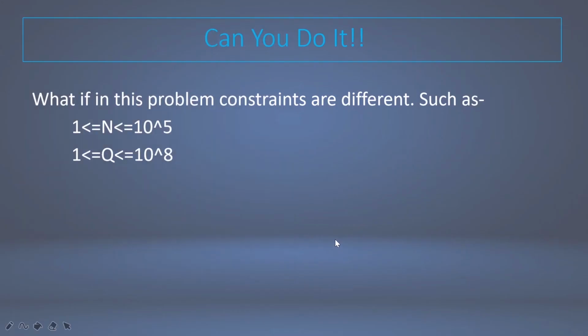But what if the problem constraints are something different, such as n, the size of the array, is similar, which is again 10 to the power 5, but the number of queries can be at most 10 to the power 8. So this is huge, right? If you do log n time per query, you will get TLE, because we know that in 1 second we can do at most 10 to the power 8 operations. So if the time limit is 1 or 2 seconds, obviously you will get TLE, right?